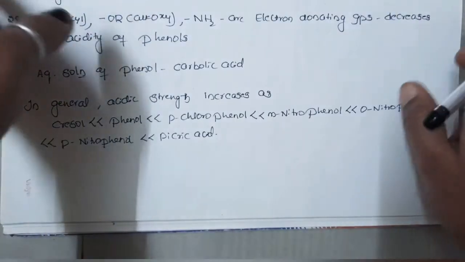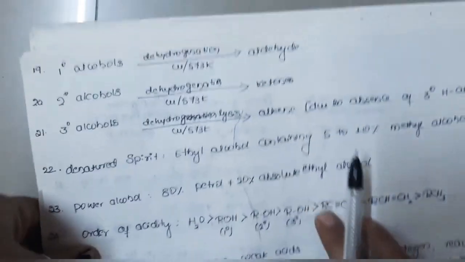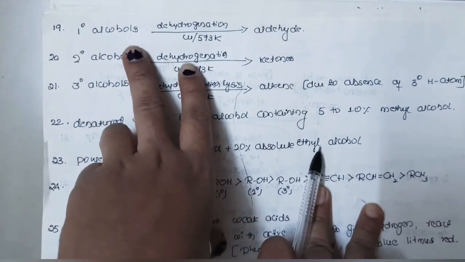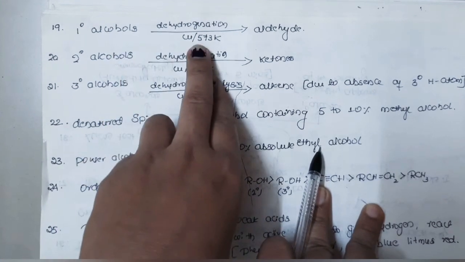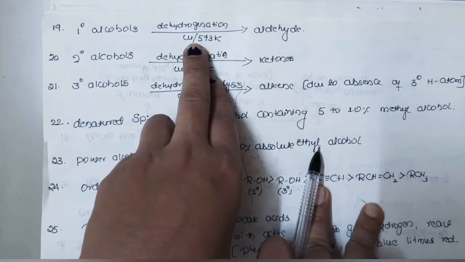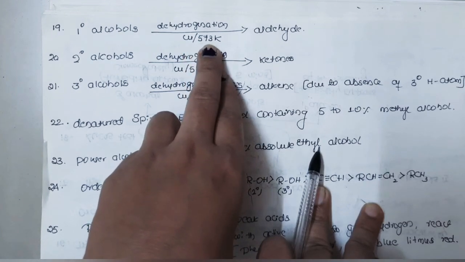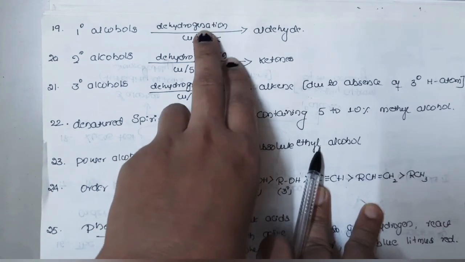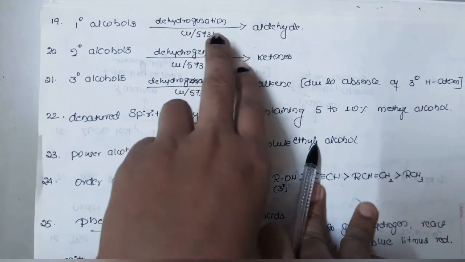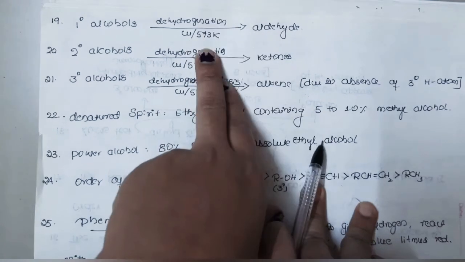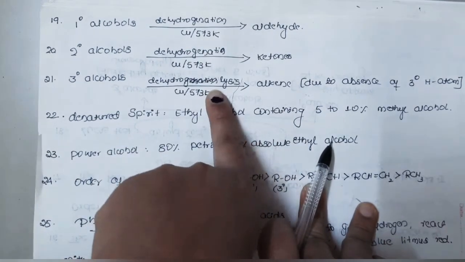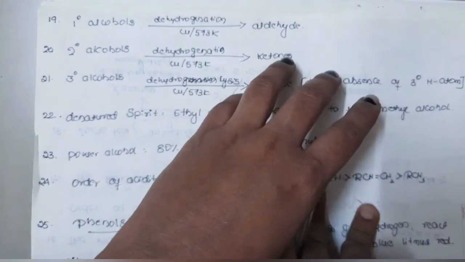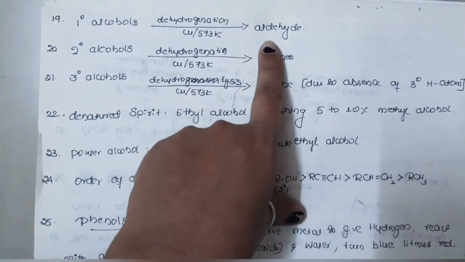Now this is very important. Primary alcohols, when treated with copper or silver at a temperature around 573 Kelvin, undergo dehydrogenation. What do you mean by dehydrogenation? That is the removal of hydrogen. There is a lot of difference between dehydrogenation and dehydration. Dehydrogenation, removal of hydrogen, results in the formation of an aldehyde.